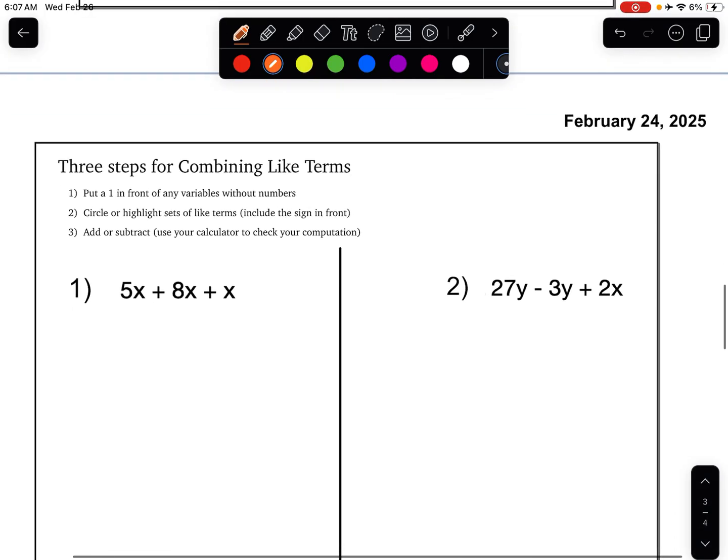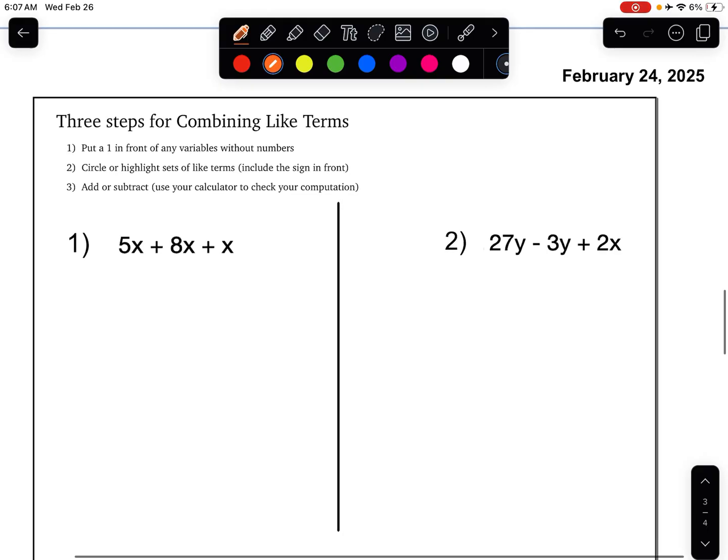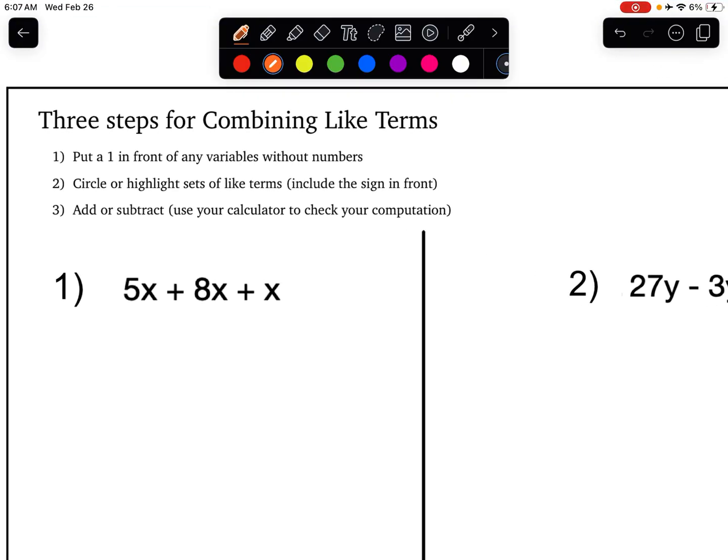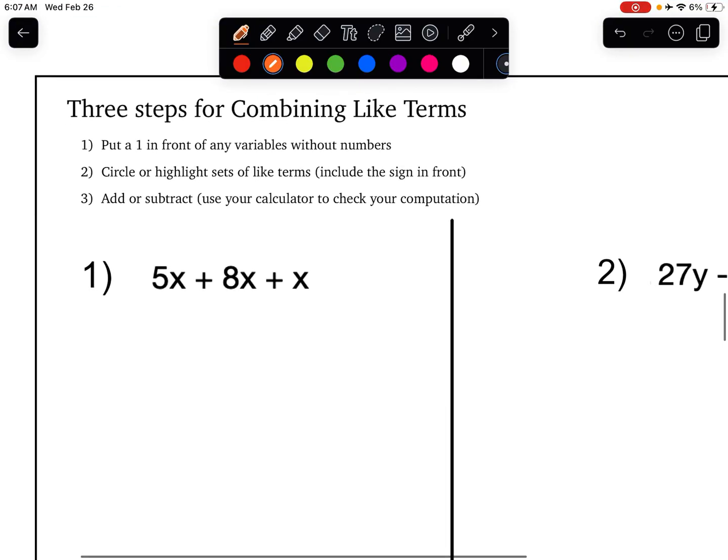All right, so let's actually get to combining some like terms. There's 3 steps for combining like terms, and I put them here at the top for you. First of all, you're going to put a 1 in front of any variable that doesn't have a number. That's just going to help you remember that there is actually a number there and what that number is. All right, so step 1 is done. Step 2, circle or highlight sets of like terms. Include the sign in front.